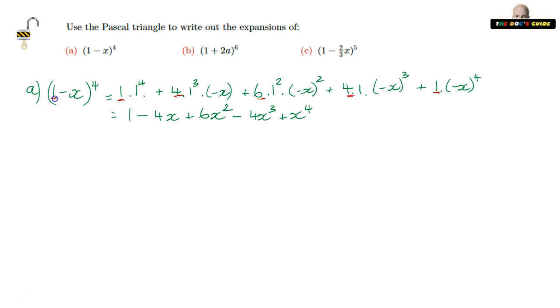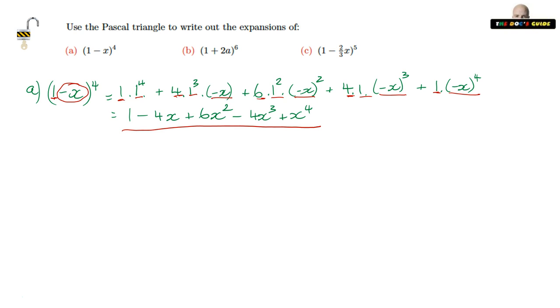And this first term here goes down in power, so we've got 1^4, 1^3, 1^2, 1^1, and 1^0, which is 1, and we don't bother writing it. And this term, including the sign that goes with it, is going to go up. So we've got (-x)^0, (-x)^1, (-x)^2, (-x)^3, and (-x)^4. And then when we simplify that, then that becomes this. So this is our expansion of (1 - x)^4.